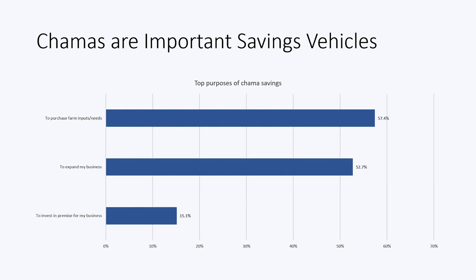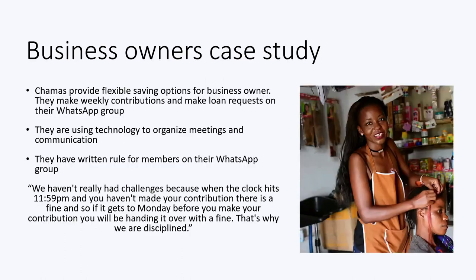And then secondly, we do have another reason why they're having the savings in the chama, which is to be able to expand their businesses, again related to what we're seeing with having business owners as being the largest percentage of those that are in chamas. And then the next reason after that was to invest in the premise for their business, which again is related to what we're seeing among business owners. Next, please.